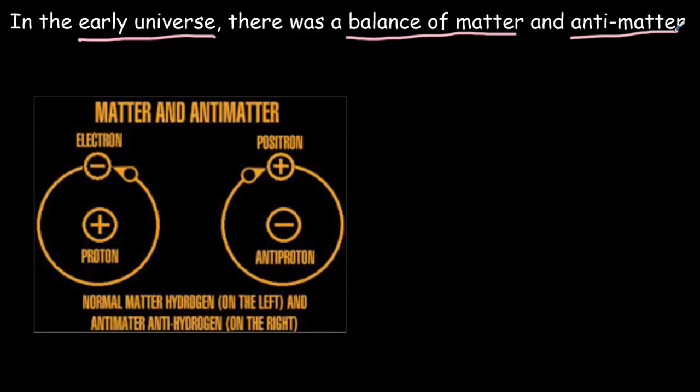Now it turns out there was some sort of asymmetry along the way, and regular matter kind of won out over antimatter. So we now live in a matter universe rather than an antimatter universe, and our hydrogen atom consists of a proton with an electron around it. If we'd lived in an antimatter universe, hydrogen would be an antiproton with a positron circling it.